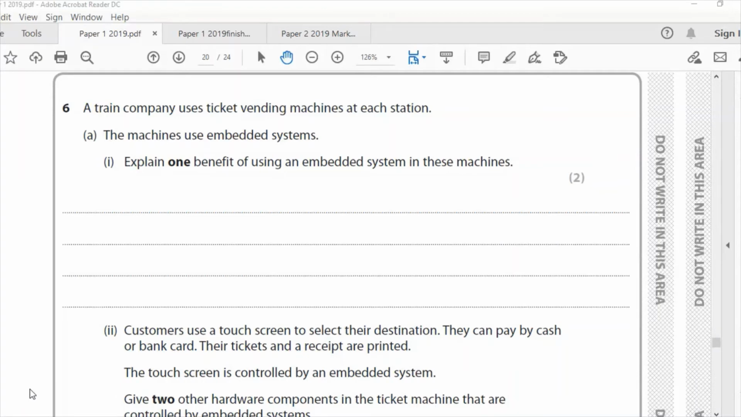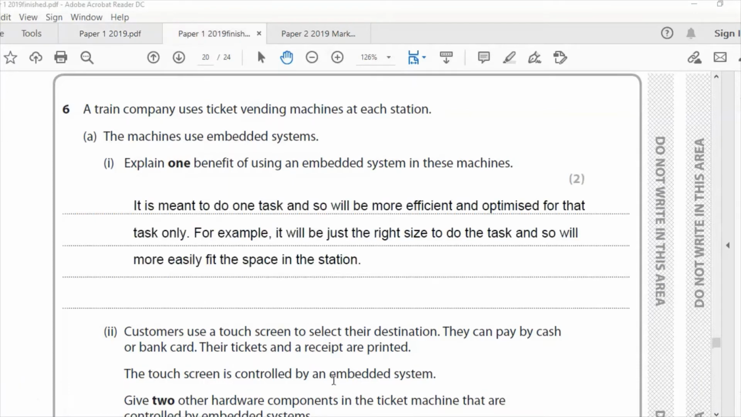So the question says, what are the benefits of using embedded systems in ticket machines? The benefits are that it's meant to do one task, and so be more efficient and optimized for that task only. If you think about the ticket machine, it might not have a lot of space. So you don't want a full computer system. You just need a small computer, optimized to do exactly one thing and use the space and no more. It's more efficient.